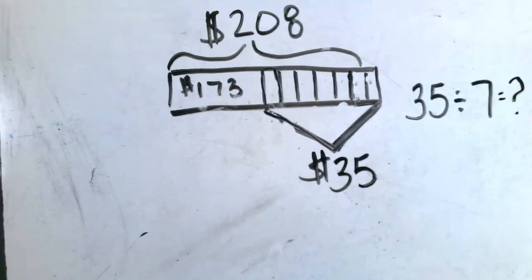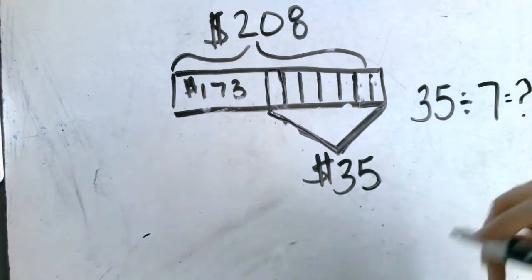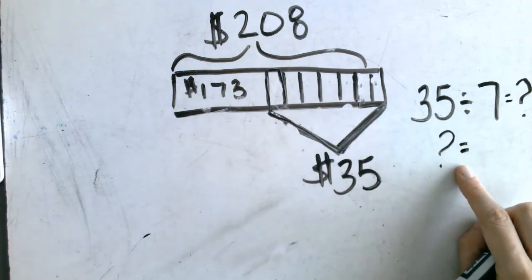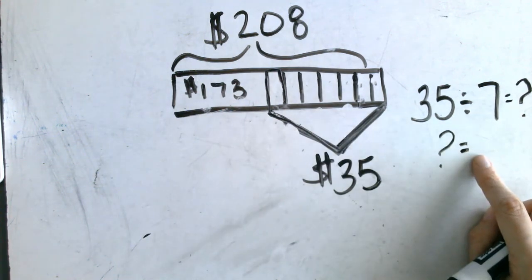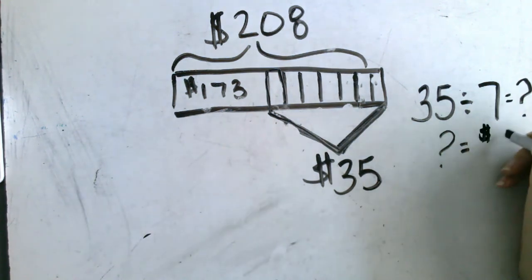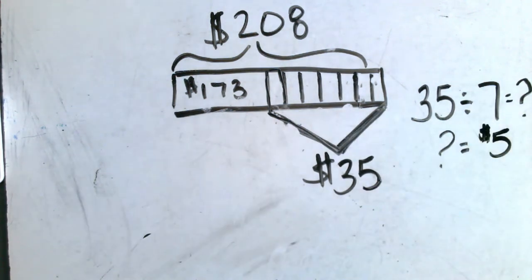Now, we don't know what that mystery number would be. I'll give you guys a second, see if you can help me out with this part. What would our mystery number be over here? How much money did Joe make a week? Good. Joe made $5 every week.